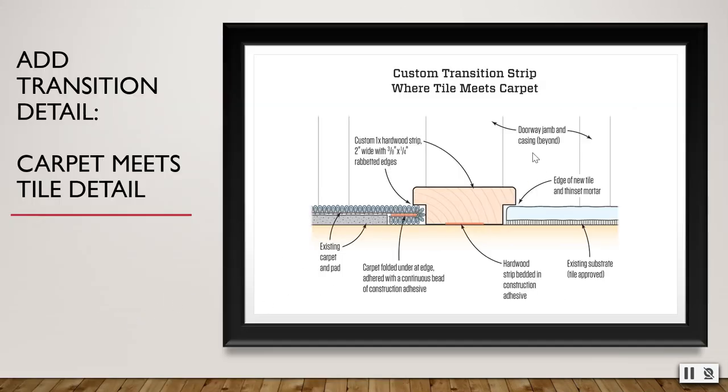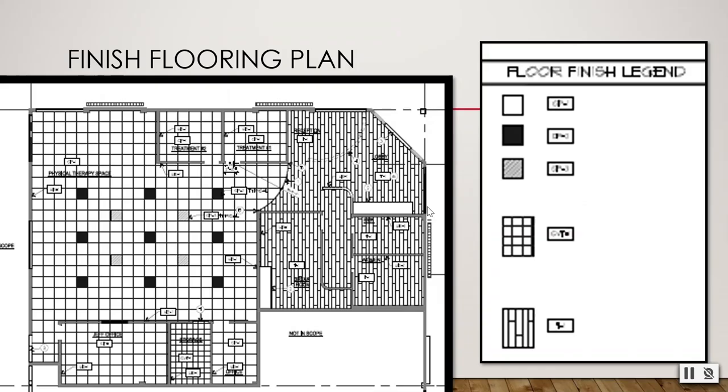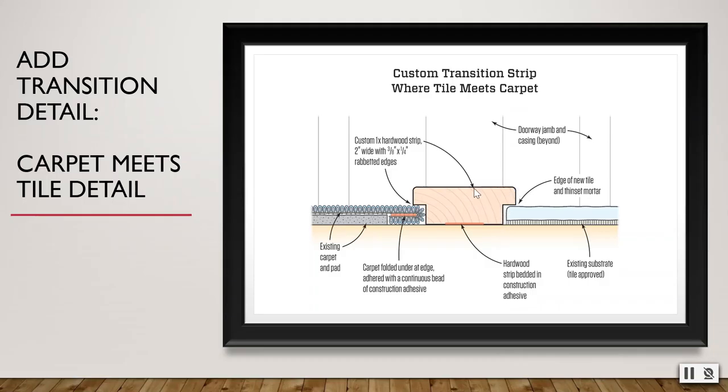Now we want to talk about those transitions. When you came here, you saw this transition right here. See that? That would require what's called a transition strip. And here is an example of a strip.